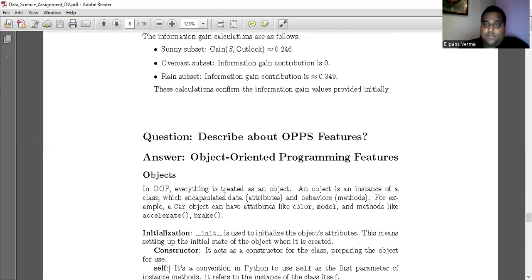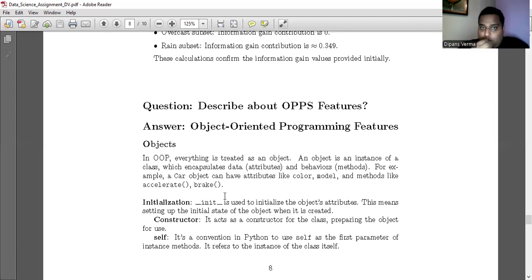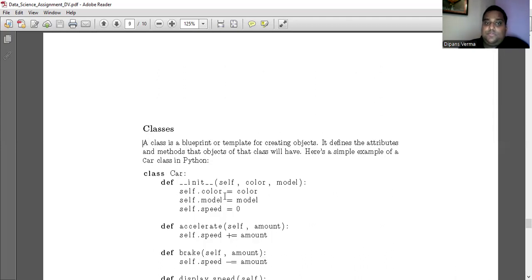Describe the OOP feature. So OOP is basically the object-oriented programming feature. Let's consider the object. Everything is treated as an object. An object is an instance of a class which encapsulates attributes and behavior, like methods. For example, you can consider a car. Car is an object because it has attributes like color and model, and methods like accelerate and brake. So that is a method, right?